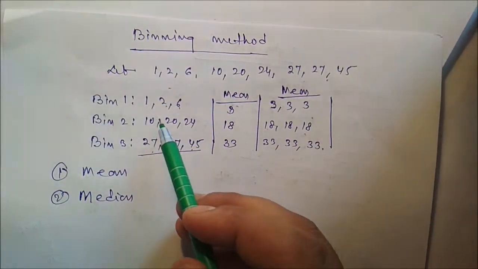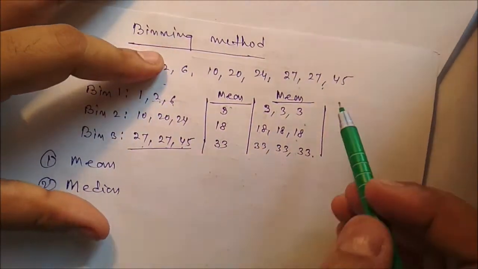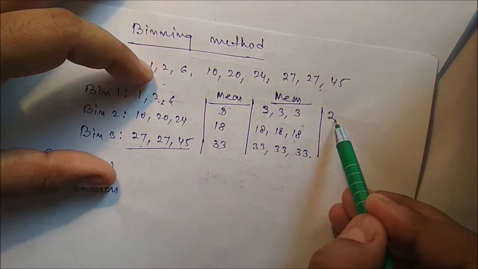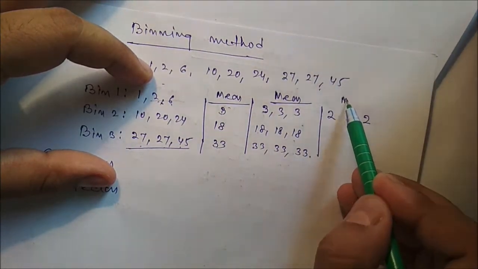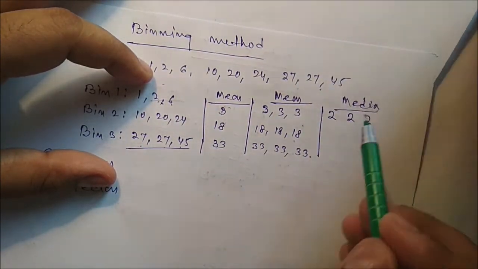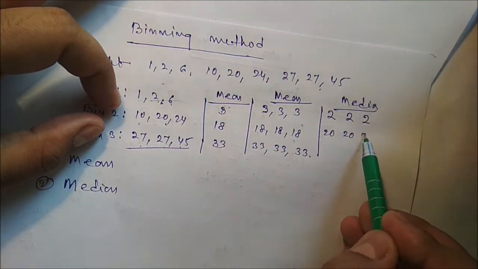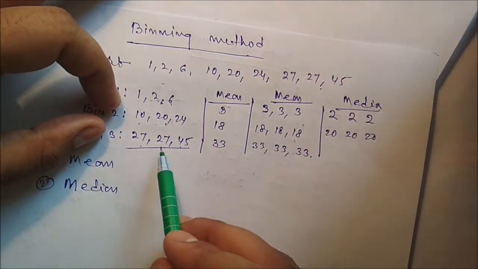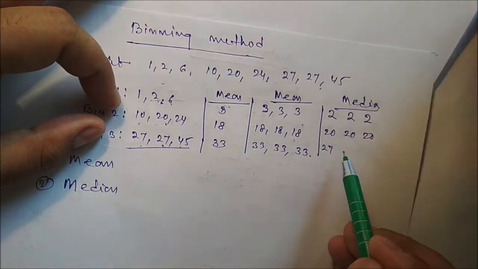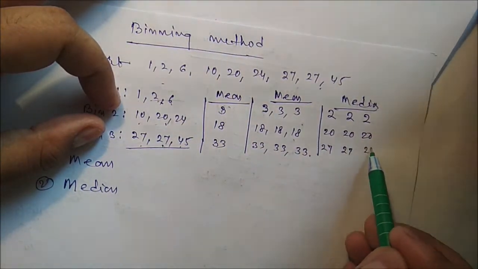Now if you apply the median, what is the median of 1, 2, 6? 2 is the median, so the bin value will be 2. Here the median is 20, so the data will be 20, 20, 20. And here the median is 27, so the data will be 27, 27 and 27.